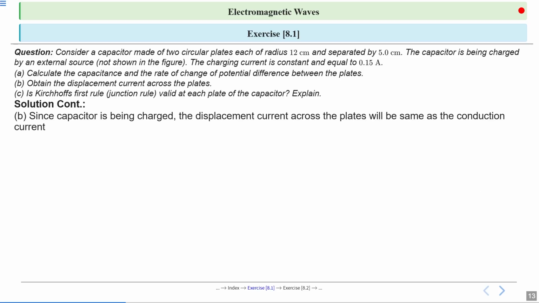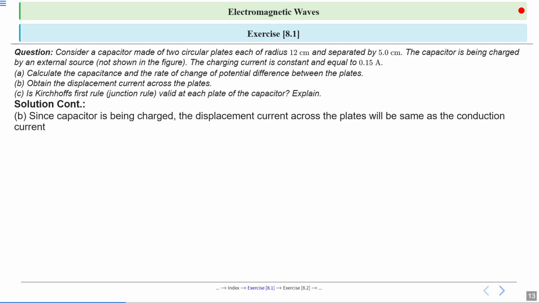Since the capacitor is being charged, the displacement current across the plates will be the same as the conduction current. In the case of charging a capacitor, or if we have connected the capacitor with an AC source in which current is changing, the charge on the capacitor plates will be changing as the conduction current is changing with respect to time, due to which the electric field between the plates of the capacitor is changing with respect to time, due to which displacement current is generated.